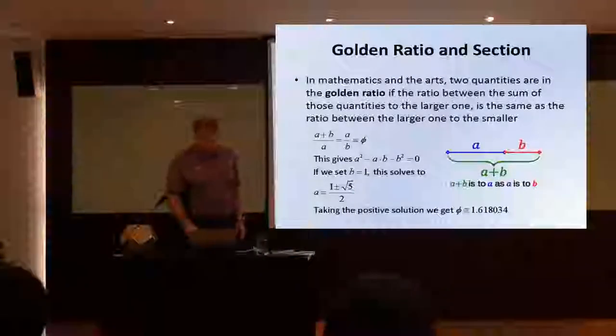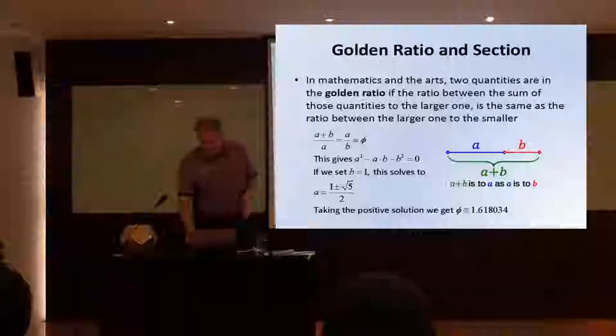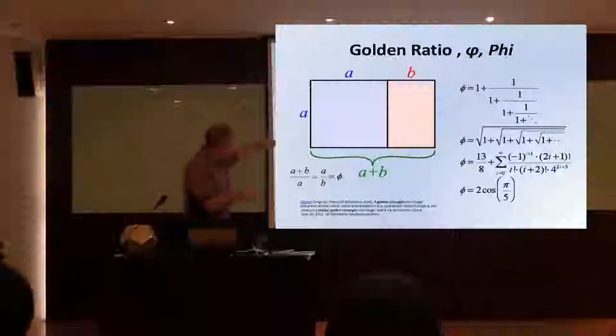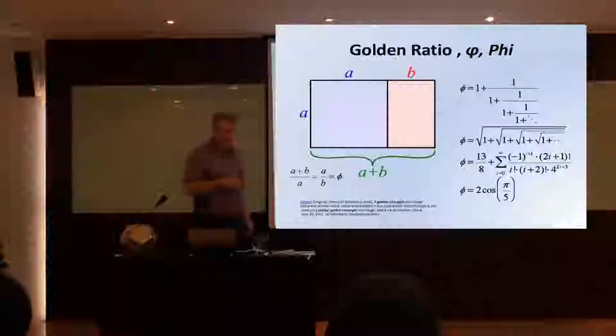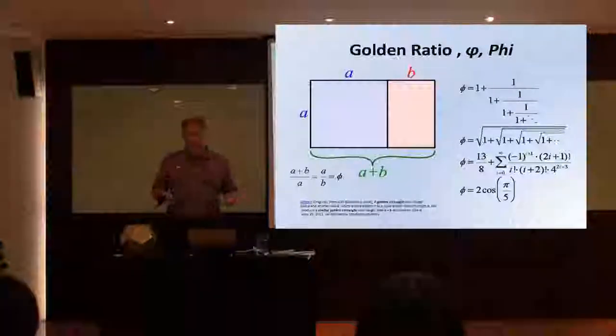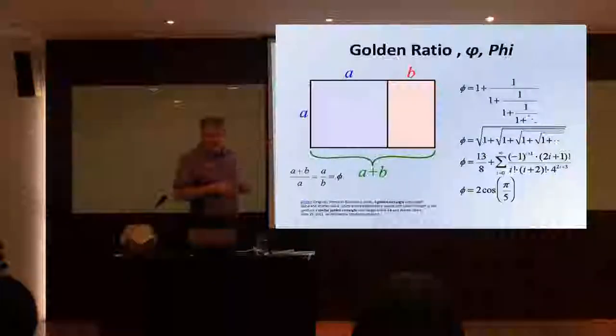So that's the golden ratio. Now, another way you can look at it, we can even say the golden triangle, the golden rectangle. So again, A plus B to B. There are many different relationships showing how you can depict the golden ratio.